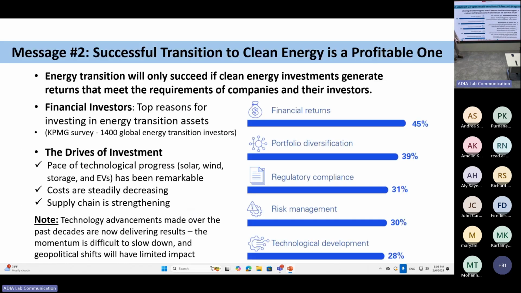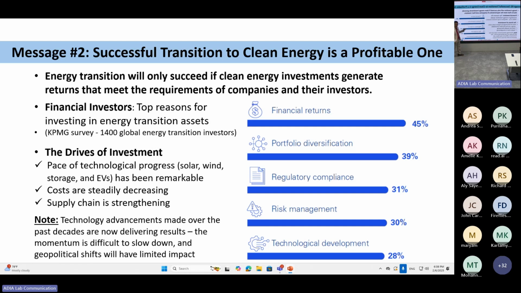Next one. The second simple message I want to pass is that successful transition to clean energy must be, and is, a profitable one, as Professor Farmer actually predicted many years ago. Energy transition, as you read here, will only succeed if clean energy investment generates returns and meets the requirements of companies and investors. This plot shows a KPMG survey of 1,400 global energy transition investors. The financial investors' top reason for investing in energy transition assets is financial returns, followed by portfolio diversification, while regulatory compliance, risk management, and technical development are equally important. So these are the major reasons, and financial returns is the most important.